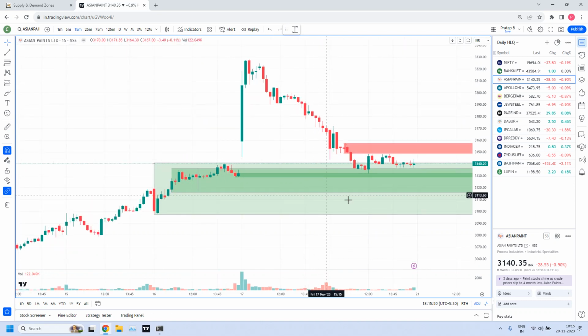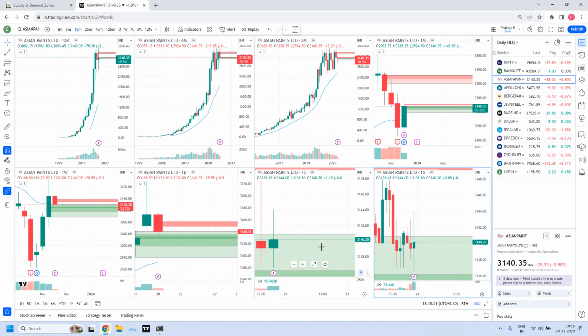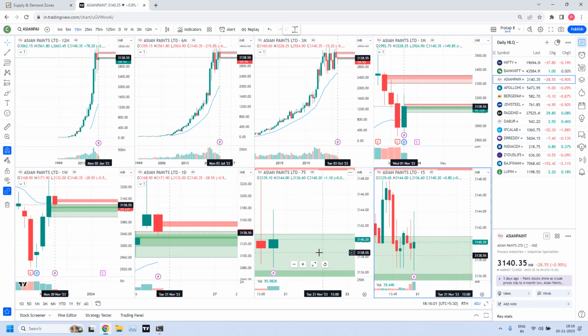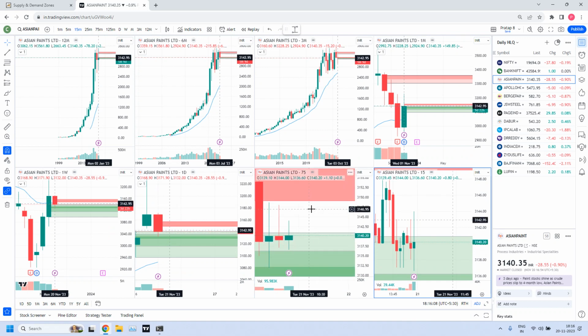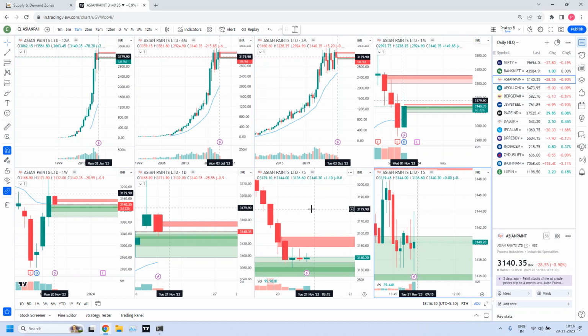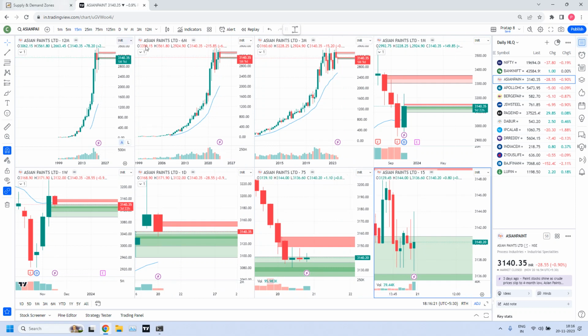Generally we don't take trades on this because of the sluggish nature of the prices on this 75 minutes candle. But the reason why I'm talking about it is that it is a high liquidity zone. Even though the structure of the zone is not good as per the leg out structure, the high liquidity demand zone still gave some intraday profit, around 3% return on the investment. Okay, so this is about Asian Paints.